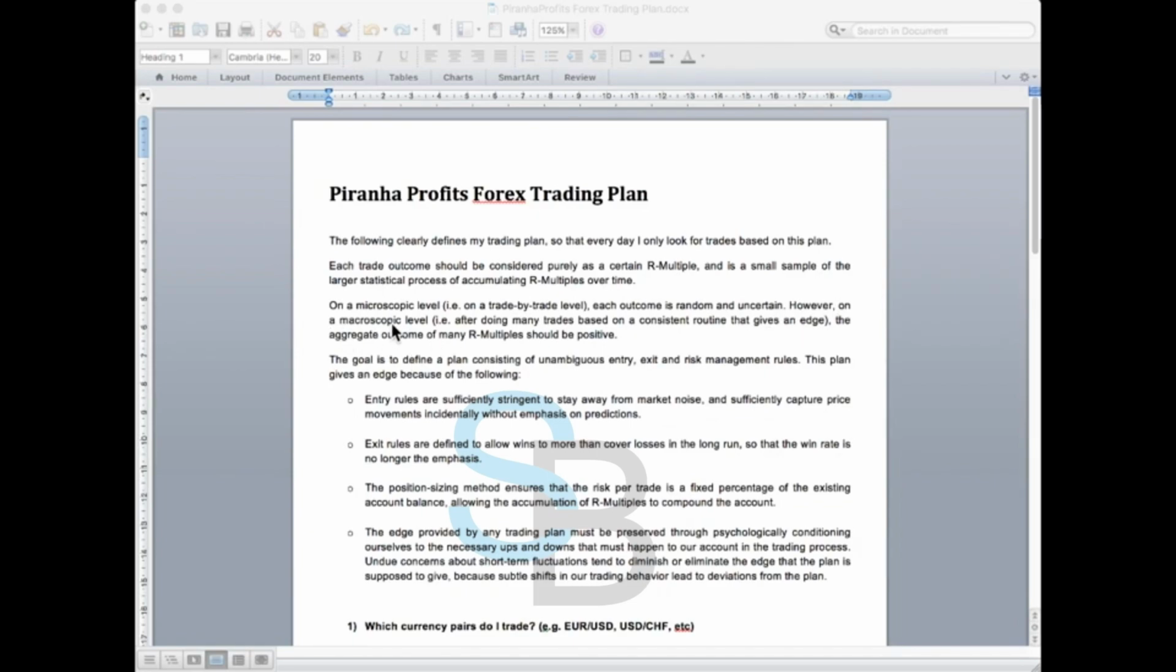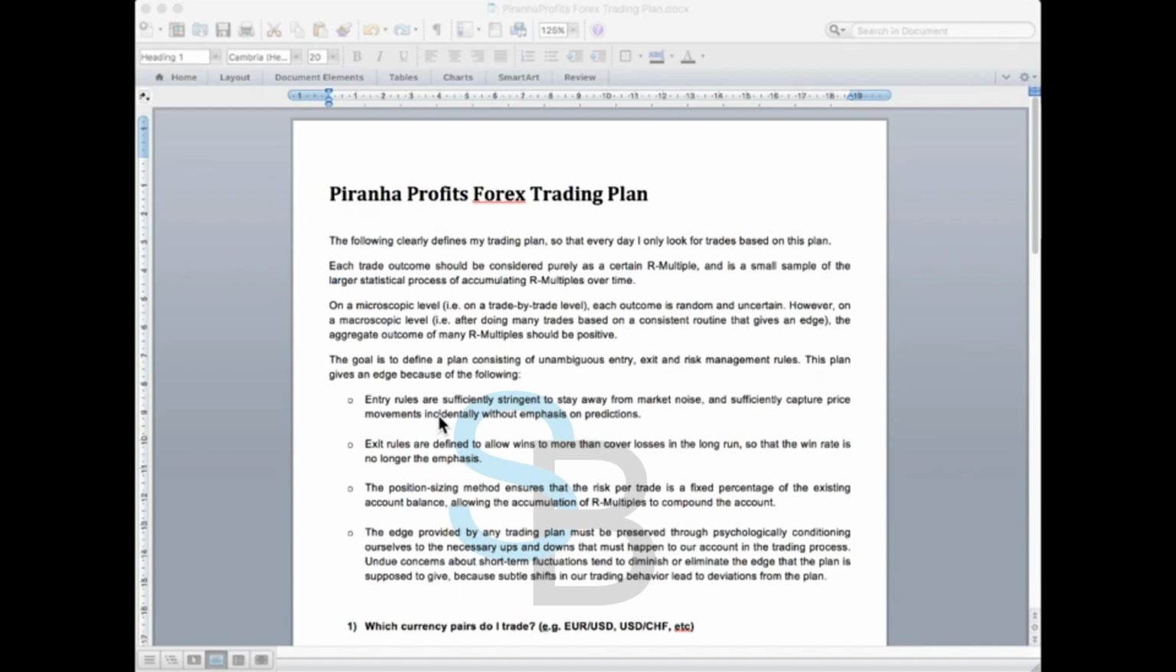However, on a macroscopic level, after doing many trades based on a consistent routine that gives an edge, which is what you've learned, the impulse pullback and impulse pin bar strategy, the aggregate outcome of many R multiples would be positive. So the goal is to define a plan consisting of unambiguous entry, exit, and risk management rules. This plan gives us an edge because of the following.